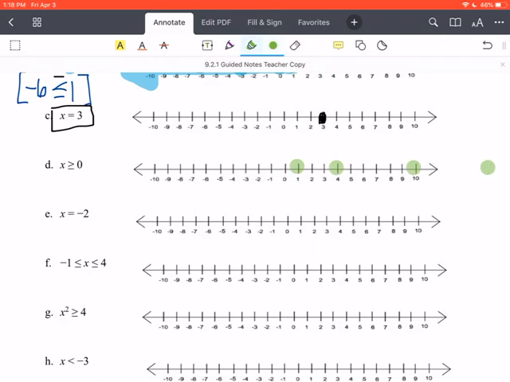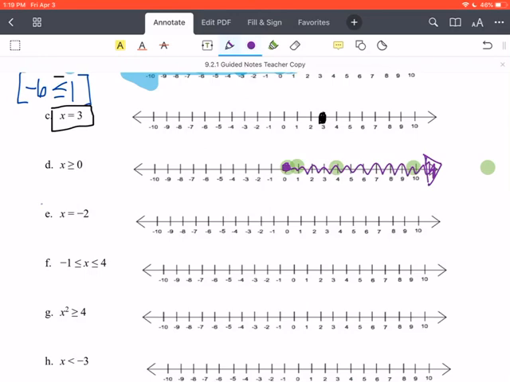Okay, but we also see the or equal to sign, so we need to put a closed point on 0, and I'm emphasizing that, and you'll see why here in a little bit. We're going to put a closed point on 0, and then we're going to go ahead and shade in the positive direction because it's all values greater than or equal to 0.